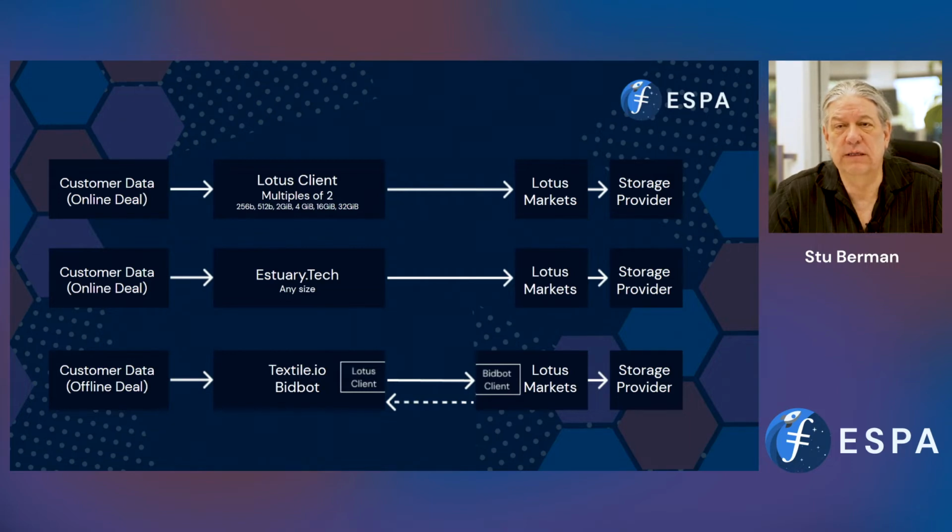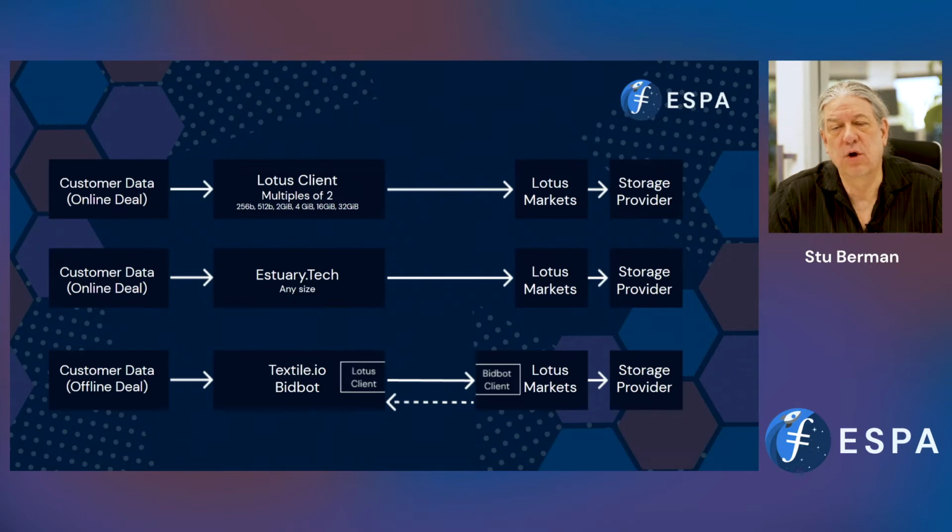The second row is a broker, such as estuary.tech, and they'll accept data really in any size. And within Estuary, they will then chop it up into smaller pieces, convert it to a CAR, so that that's handled by Estuary and not the Lotus client directly. Lotus client is a process within Estuary, and then they send those deals to Lotus markets online as well.